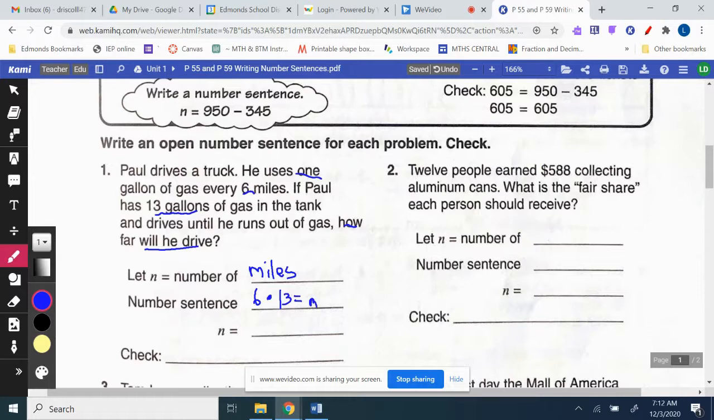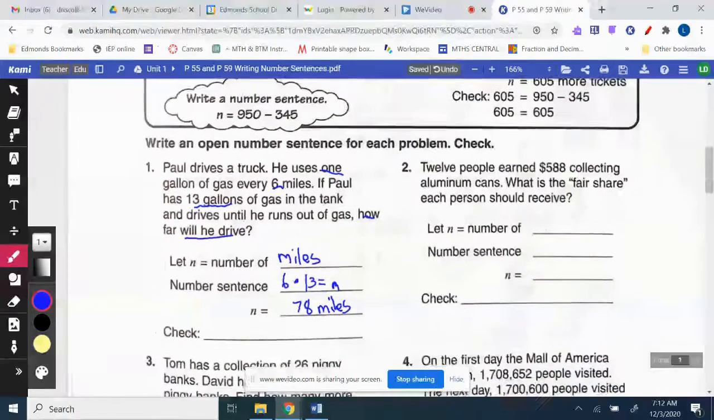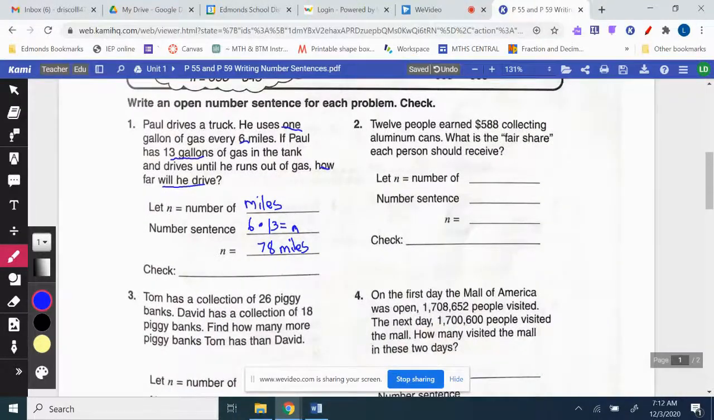And for this problem, they're just assigning us that. So I know that 6 times 3 is 18. 6 times 1 is 6, plus the 1 from the 6 times 3 is 7. So he can drive 78 miles. And we can check that using a calculator. So that's how we're going to do numbers 1 through 4.